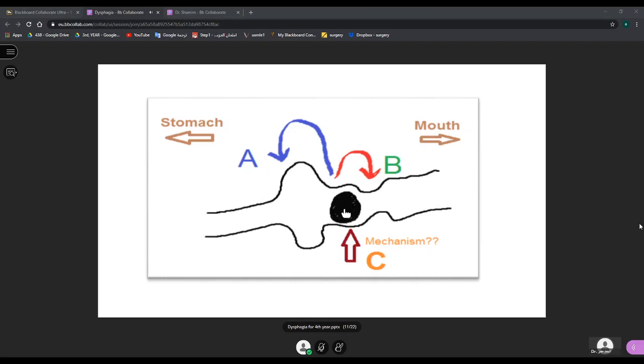So here you get the food. What does the bolus of food do? It causes dilatation of the wall of the esophagus. It's causing a stretching of the wall of the esophagus. This will stimulate what? This will stimulate stretch receptors, which lie where? In the wall of the esophagus. When these stretch receptors are stimulated, they will send impulses through which nerve? Through which nerve will these impulses travel?